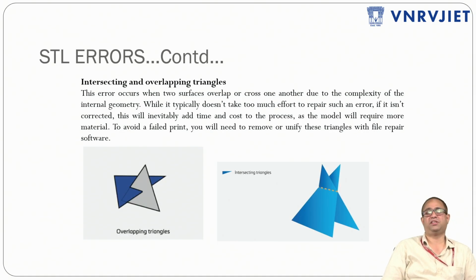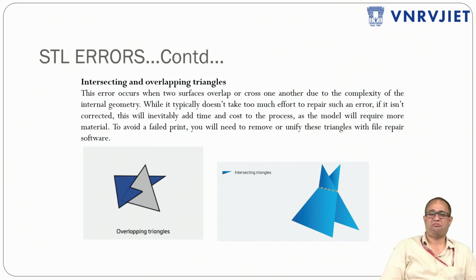Next are the intersecting and overlapping triangles. These errors occur mostly when you choose complex geometry, mostly the complexity of the internal geometry. This doesn't take too much effort to repair, so it can be corrected. Only in some cases do we have to go to the CAD files to sort out the issues.